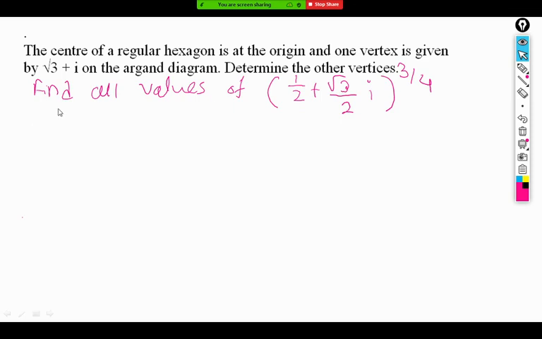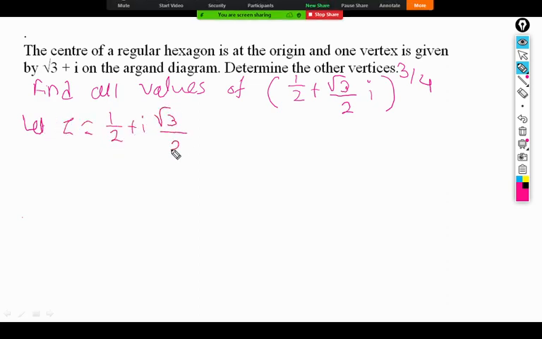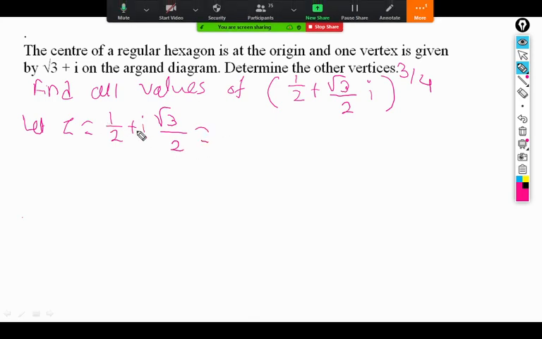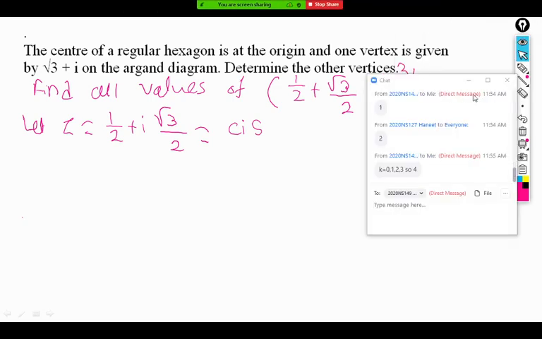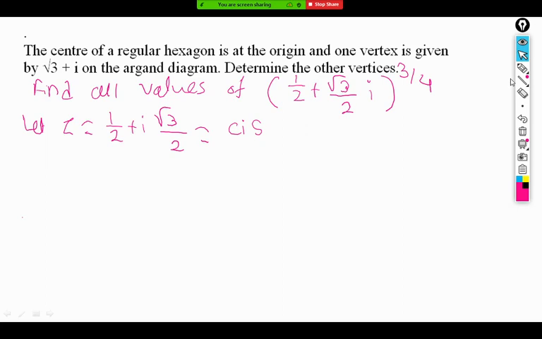So we can start with, let z be the given expression again. Let z be 1 by 2 plus i root 3 by 2. Can you convert it to polar? What is the polar form? So r is 1, is it? So what is the polar form? It is r cis theta. Pi by 3. Yes, correct. So this is cis pi by 3.